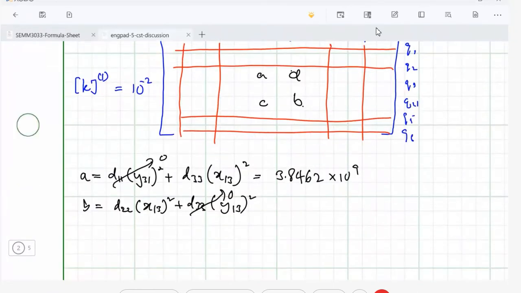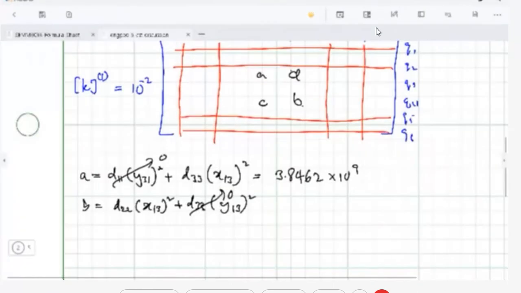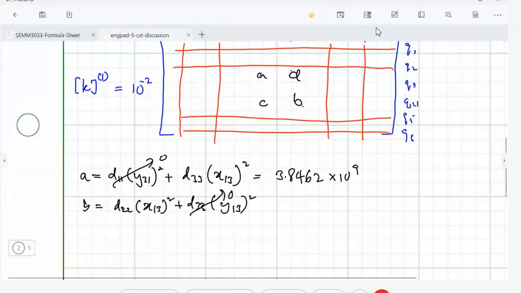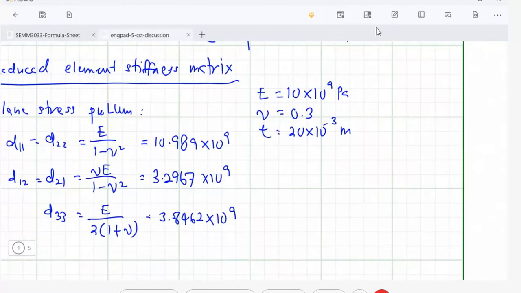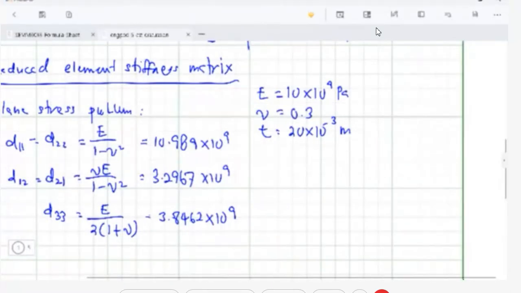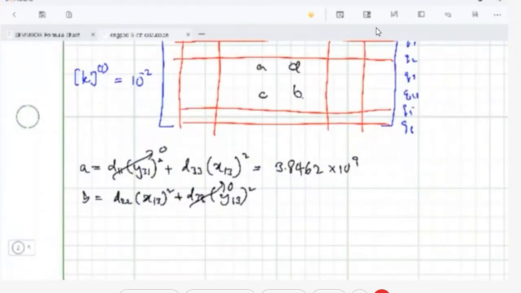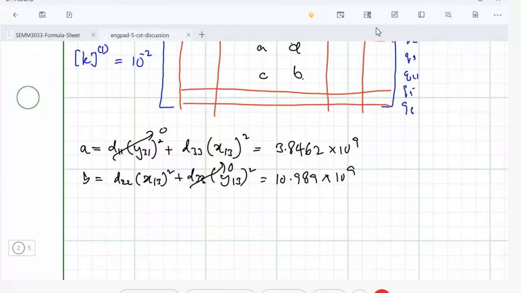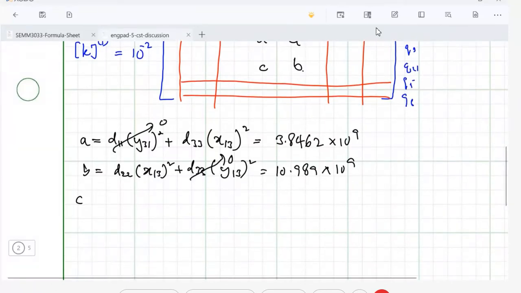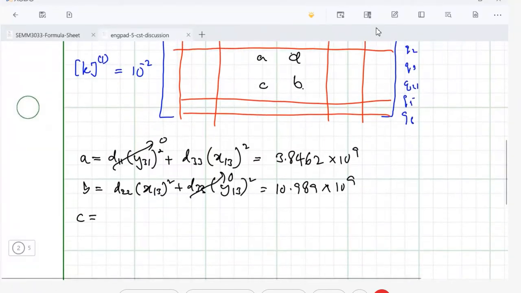Okay, D22 and D11 are the same number. So we need to see what the value is here. D22 is 10 point something, 10.989. So if you do it correctly, it is 10.989 times 10 to the power of 9. Okay, so C, which is equal to D, is this formula.